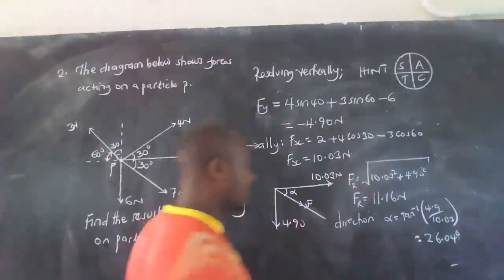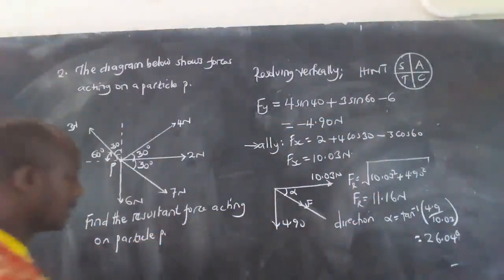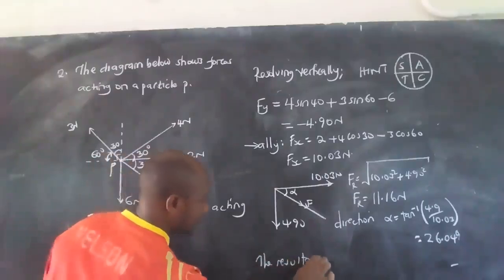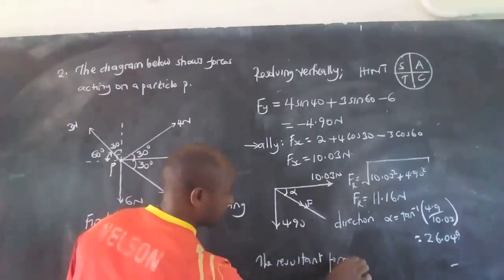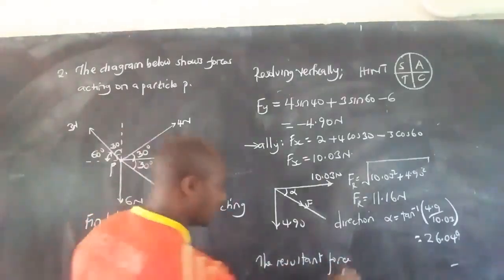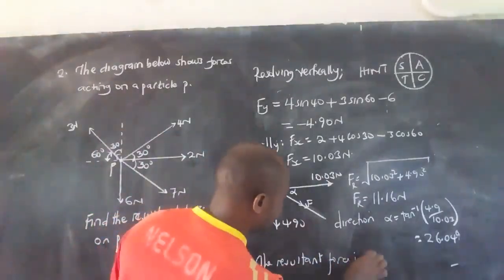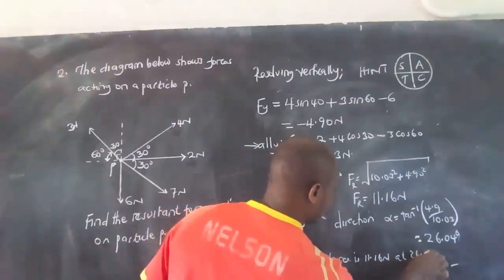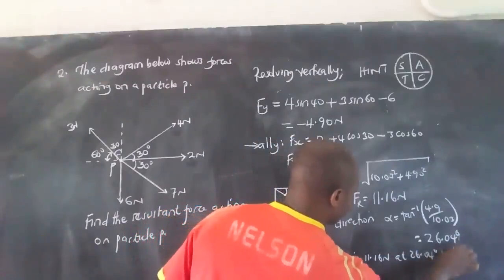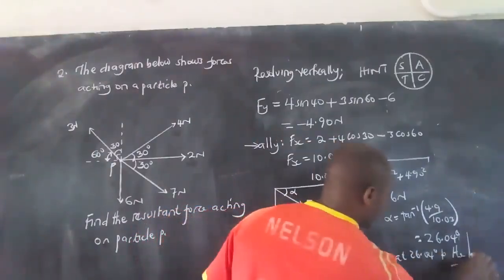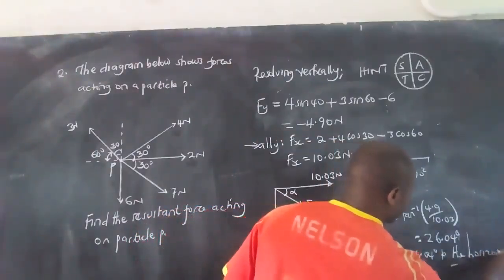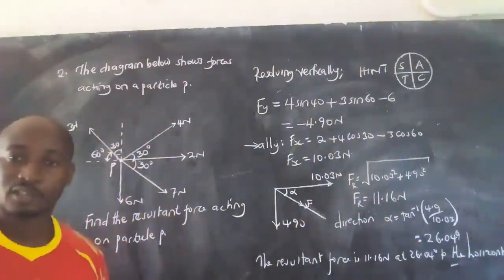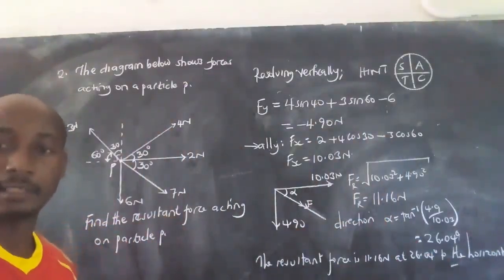So you can say that the resultant force is 11.16 Newton at 26.04 degrees to the horizontal. That's how you conclude. Okay. So we can move on and look at the next one.